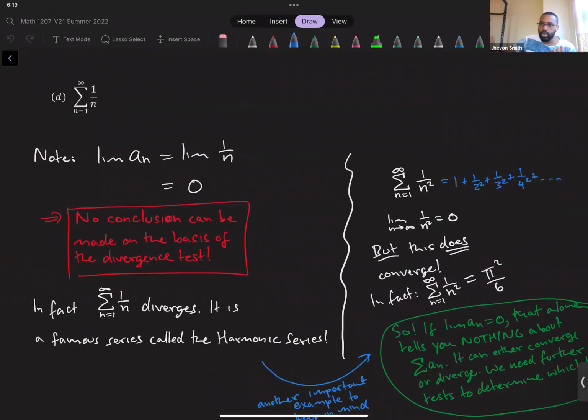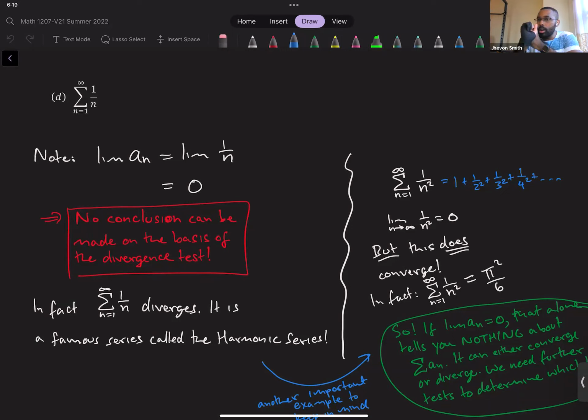You can't make that conclusion because it could actually go either way. We do know that if the limit is not 0, it definitely diverges. That's all we know, right? We cannot tell convergence from that. So we looked at the test for divergence, which tells you when a series diverges for sure.